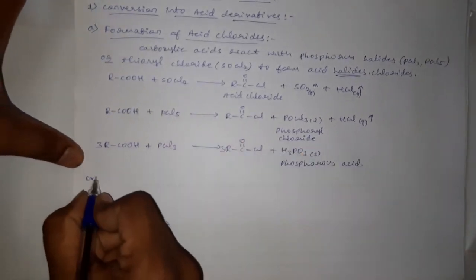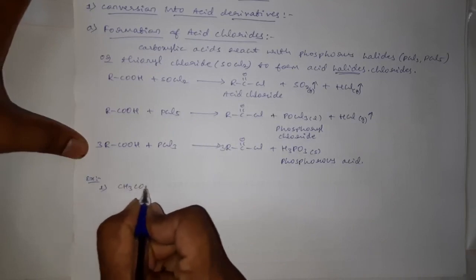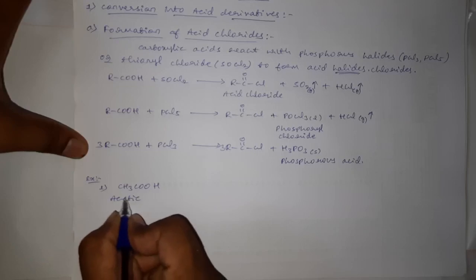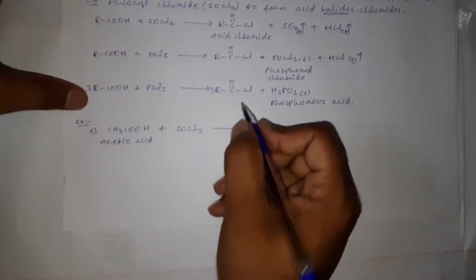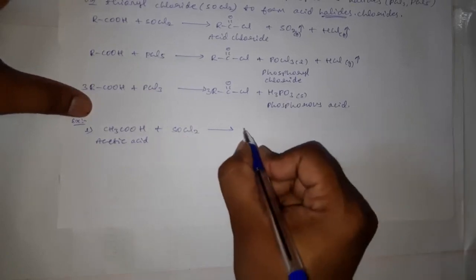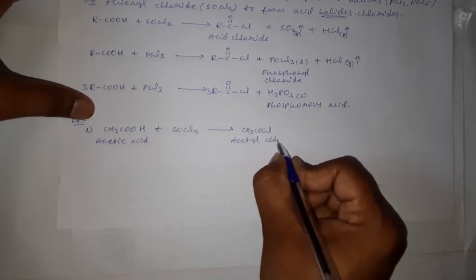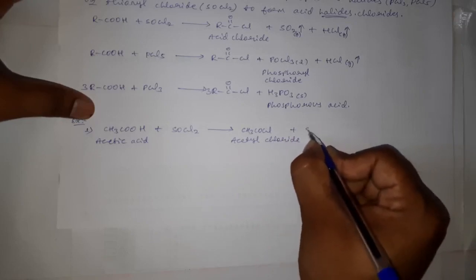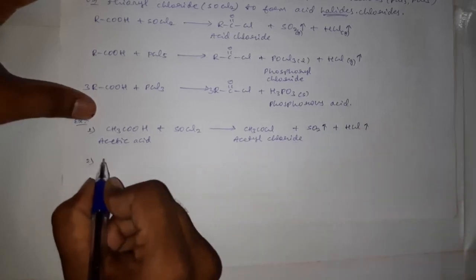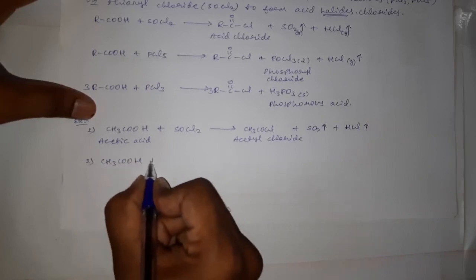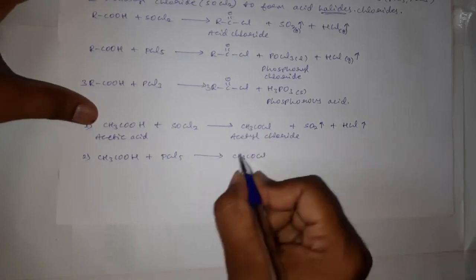Then coming to particular examples for these types of reactions, we can take acetic acid. When this acetic acid is treated with thionyl chloride, we will get CH3COCl. What is it? Acetyl chloride plus SO2 and HCl. Correct? And when acetic acid is treated with PCl5, phosphorus pentachloride, we will get CH3COCl. What is it?